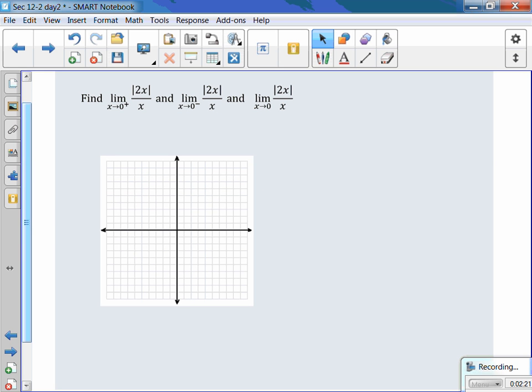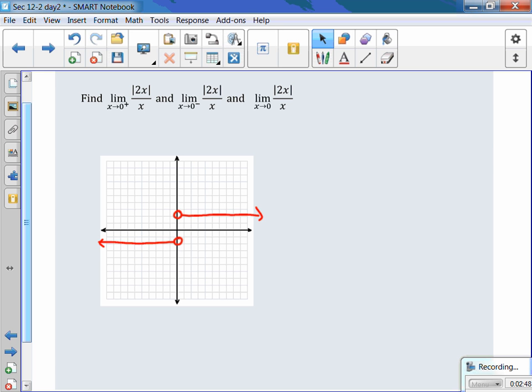So when we have stuff like this, we have three different limits here: the limit of the absolute value of 2x over x as x approaches 0 from the right, from the left, and just x approaching 0. This is what this graph looks like. That looks like the V moves. This is actually the value of 2x over x.